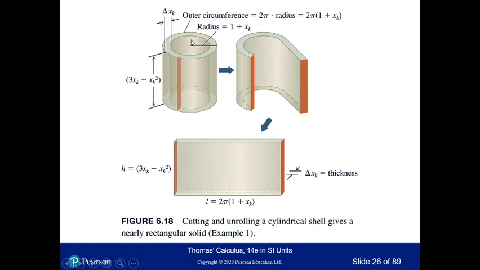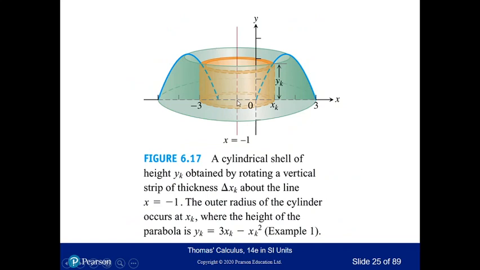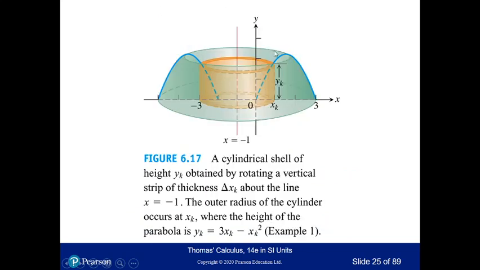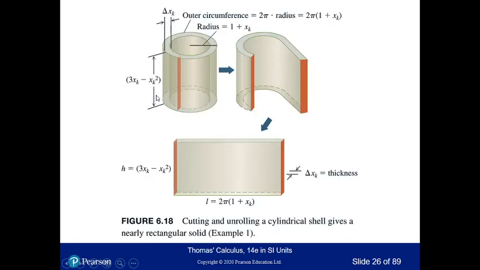First of all, this cylinder has a radius, right? So what is this radius? Let's go back to here. This is -1. The radius of this cylinder is gonna be, there's 1 here and there's xk here, 1 plus xk. So the radius of this cylindrical shell is 1 plus xk. And the height of the cylinder is the y value, which depends on this curve. So it's going to be 3xk minus xk squared.